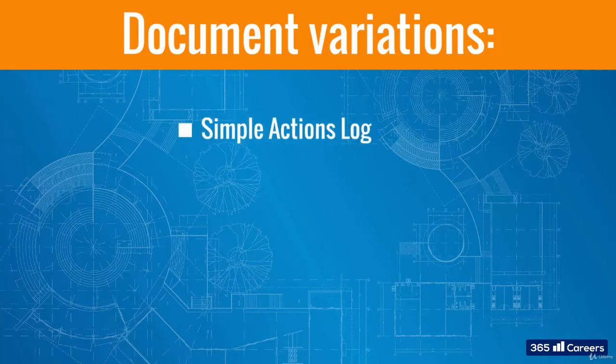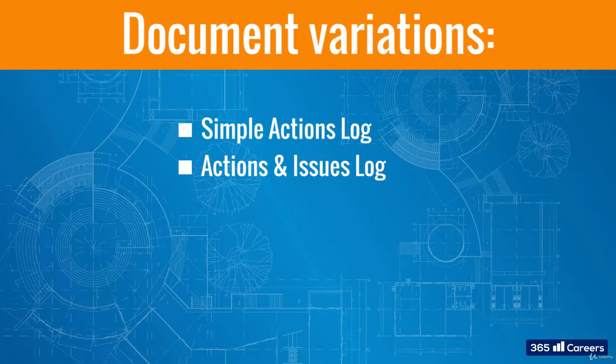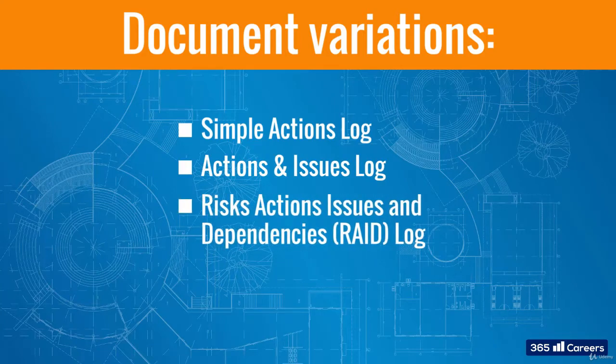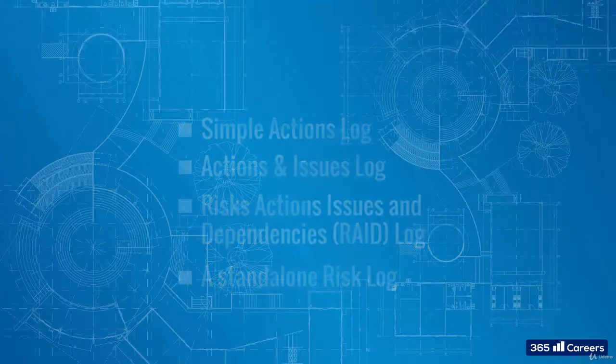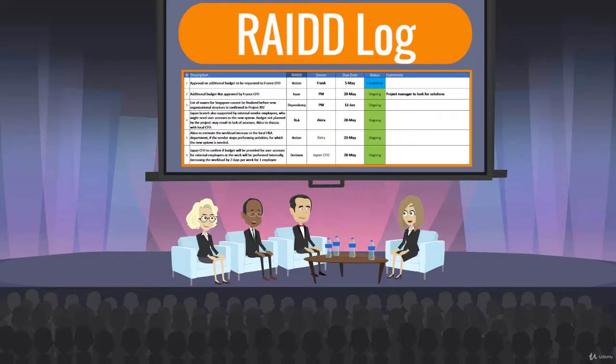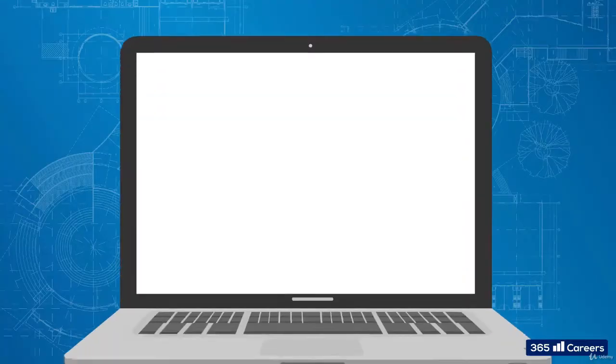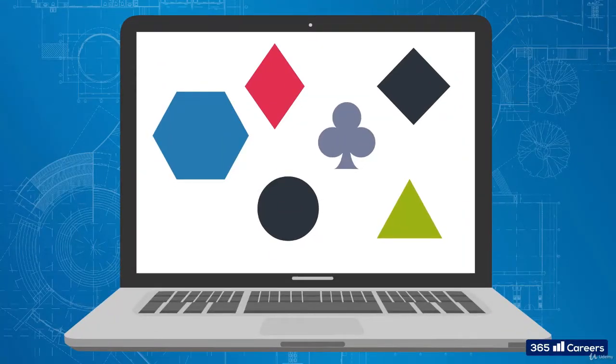Simple actions log, actions and issues log, risk, actions, issues and dependencies log, a standalone risk log, etc. There isn't any confirmed best option for this document in the project management community, besides that the document must exist in each project in some shape. So we will provide you with our practical recommendations coming from our own project management experience.